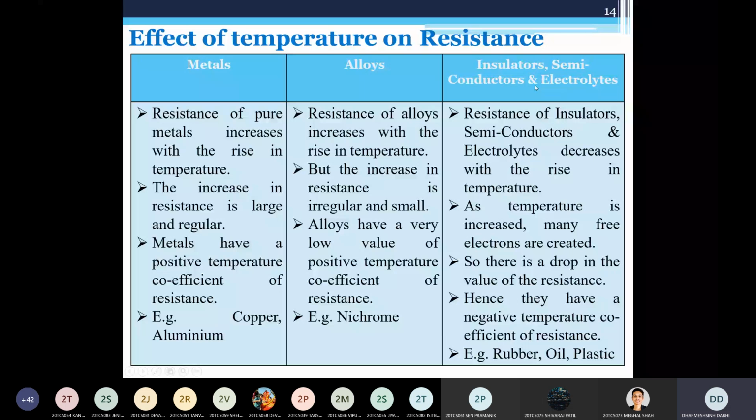Then insulators, semiconductors, and all electrolytes. In all these materials, the resistance decreases with a rise in temperature, exactly opposite to metals and alloys. So as the temperature increases, resistance decreases. It means that they have a negative temperature coefficient of resistance. So insulators, semiconductors, and electrolytes have a negative temperature coefficient of resistance. Alpha is negative.